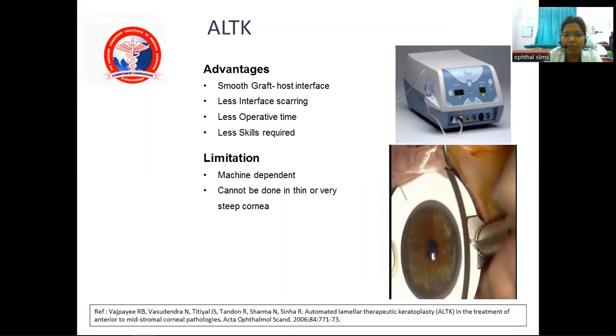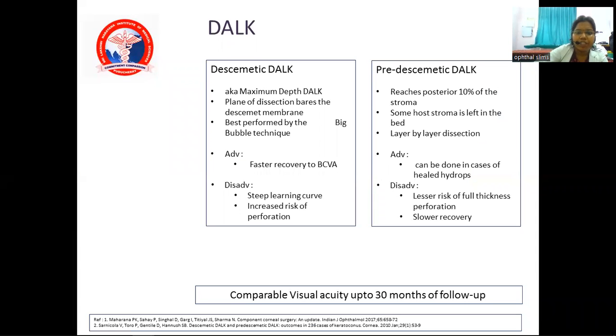The anterior lamellar therapeutic keratoplasty advantages are a smooth surface, less interface scarring, less operative time, and less skill required. Whereas the limitation is that it is a machine dependent procedure and cannot be done in very thin or very steep corneas. Now the difference between Descemetic DALK and pre-Descemetic DALK.